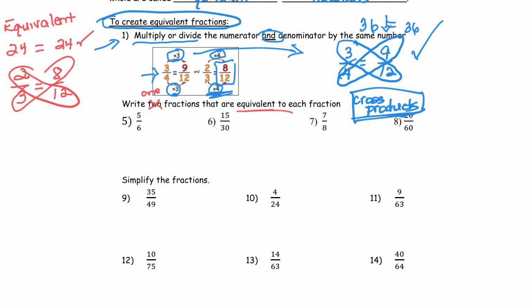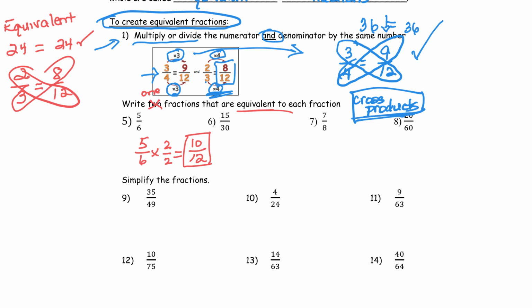Ready? Just multiply by 2/2. So if it's 5/6 and I multiply by 2/2, that equals 5 times 2 is 10, 6 times 2 is 12. There you go, an equivalent fraction. Okay, 5/6 equals 10/12. That is an equivalent fraction.